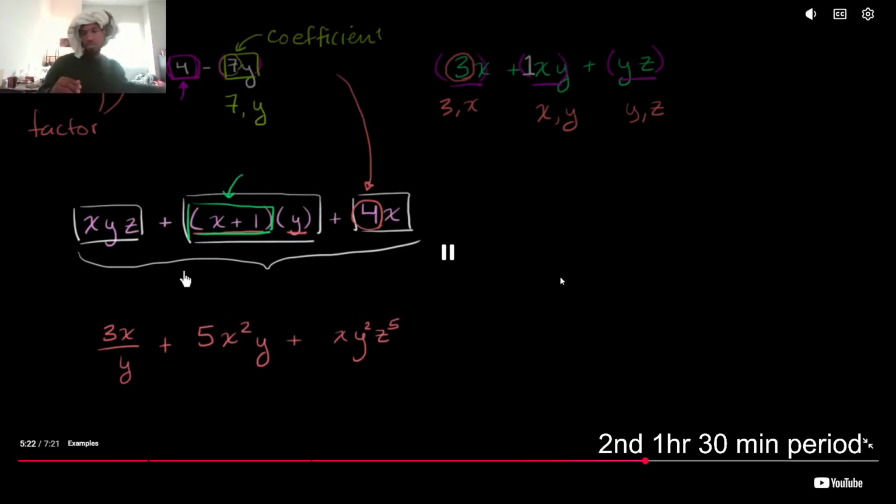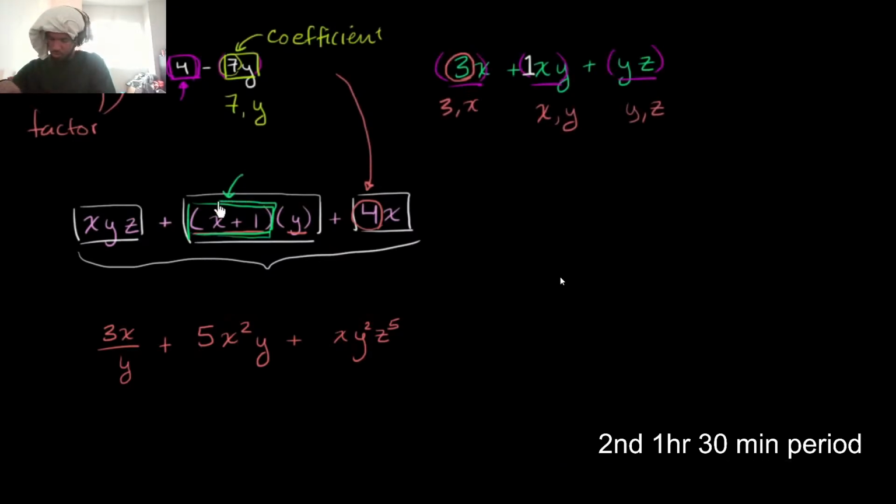If you're talking about the terms of this whole expression, there's 1, 2, 3. But then you could look at this sub-expression, which itself is a factor of a term, and say, oh, well, there are only two terms in this one.